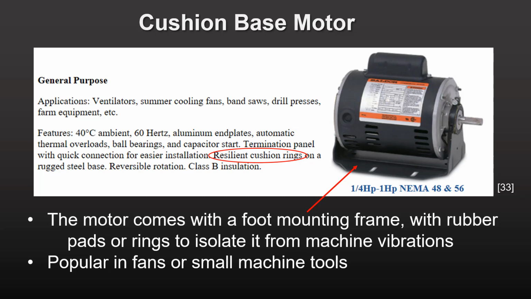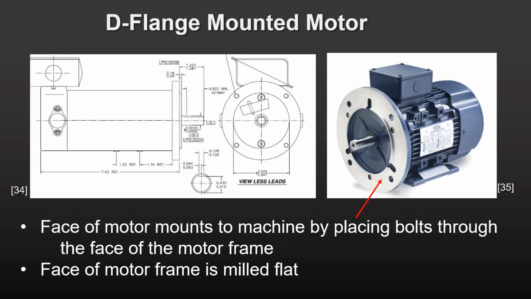This type of motor has a thick rubber pad that separates the motor housing from the mounting frame. The rubber pad prevents a transmission of the machine vibrations to the motor. A D-flange motor is similar to a C-face motor, but in this case, the face of the motor is milled flat, ready to butt up against a separate flange in the machine. The face of the motor has a defined hole pattern in it for the bolts.